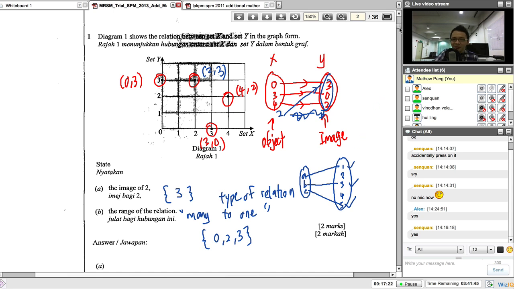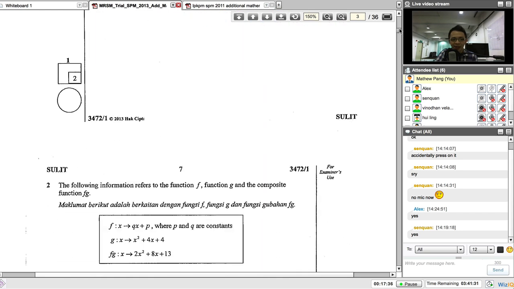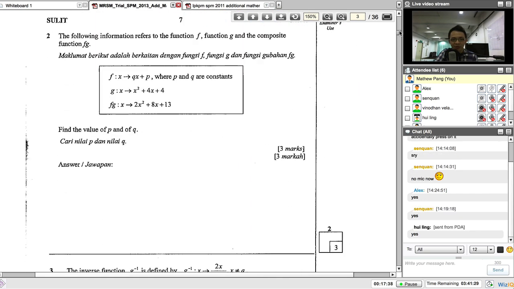So I'm going to move on. Sometimes they will ask you to state the type of relation. So type of relation is something like many to one, one to one, one to many, or many to many. This is a relation type. Okay, let's move on to the second one.